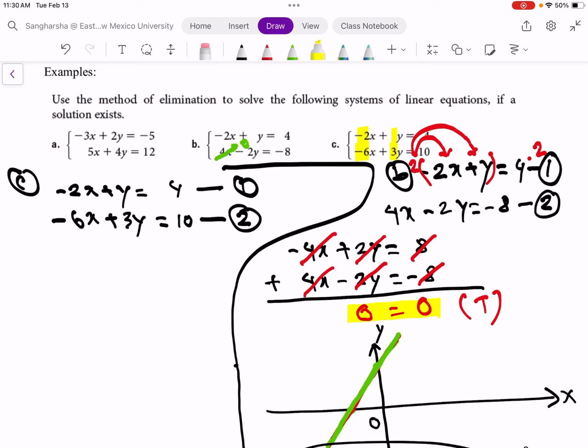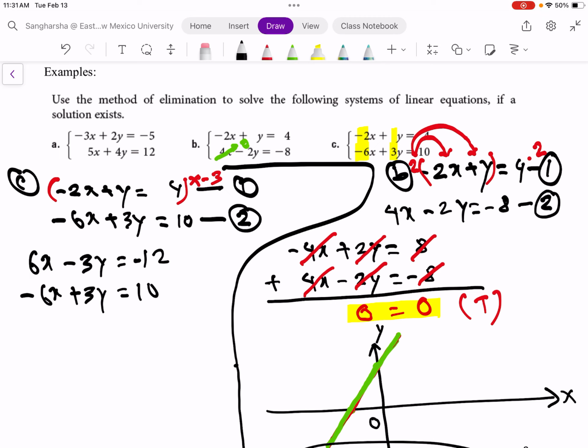Now let's eliminate variable x, and for that we multiply by negative 3. Let's multiply our equation 1 by negative 3, and make sure you multiply every term. So negative 3 times negative 2x, that is positive 6x. Negative 3 times positive y, negative 3y, equals negative 3 times positive 4, negative 12. And our second equation is negative 6x plus 3y equals 10.